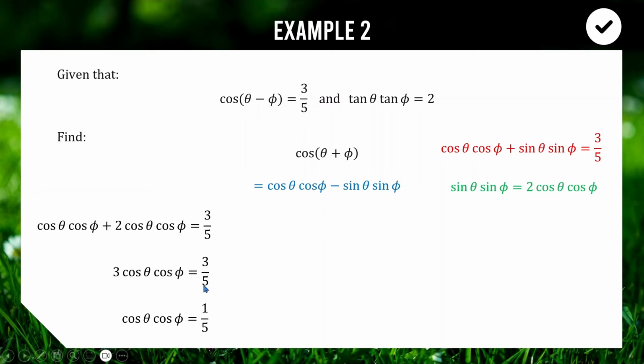To figure that out, we'll use the other half of the simultaneous equations we were working with earlier. We'll go over here to the green, and where we see cos theta cos phi, we can replace that with its value that we know is equal to 1/5. So we get sine theta sine phi is equal to 2 times 1/5, which is 2/5. Now we have both pieces that we need to get a value of our expression in blue. We can substitute them in: this one is 1/5 minus this one, which is 2/5. So we get 1/5 minus 2/5, which is negative 1/5 for our final answer.